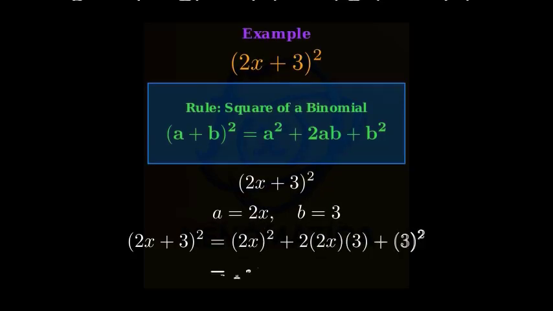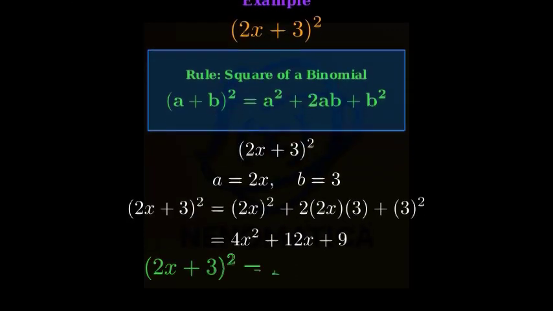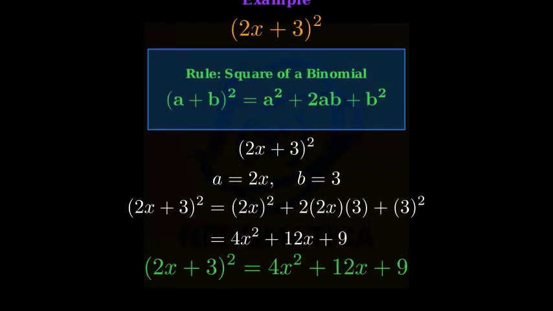Now, let's substitute these values into our formula. The square of the binomial 2x + 3 equals the square of 2x, which is 4x², plus 2 times 2x times 3, which is 12x, plus the square of 3, which is 9. So our final answer is 4x² + 12x + 9. Notice how we've expanded the square of the binomial into a trinomial expression.